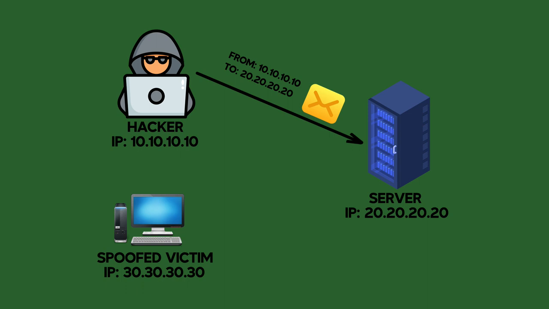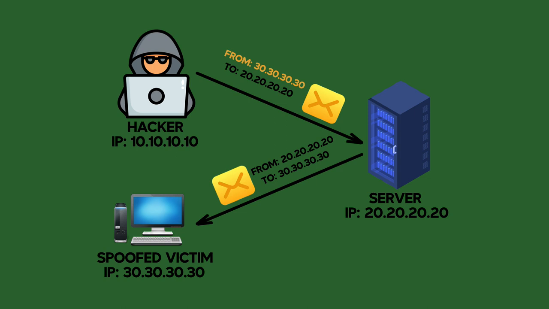But the hacker is forging the request, and modifying the from field to contain a different IP, the one of the spoof victim, 30.30.30.30. The server receives the request and sends the reply, but instead of sending it back to the hacker, it sends it to the spoof victim because that's the address it received, 30.30.30.30. The hacker never receives the reply.